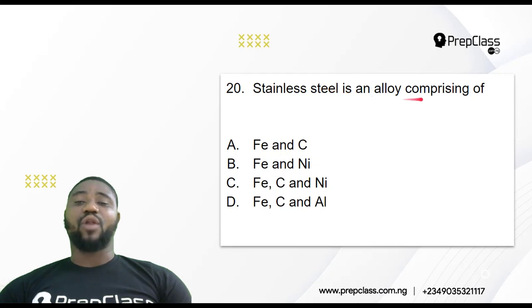20. Stainless steel is an alloy comprising of... Is it iron and carbon? Is it iron and nickel? Is it iron, carbon and nickel? Is it iron, carbon and aluminium?